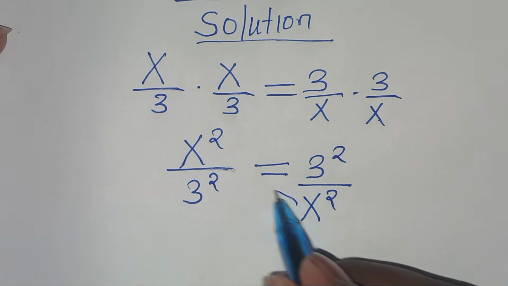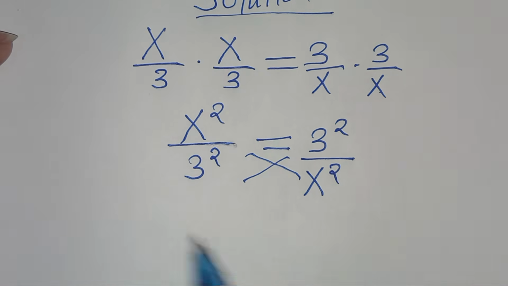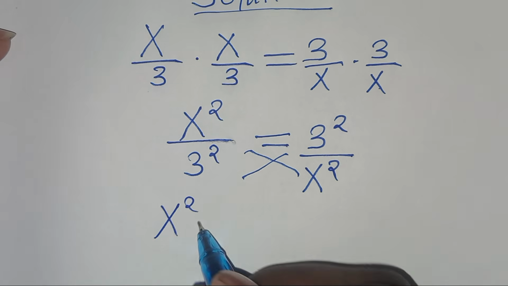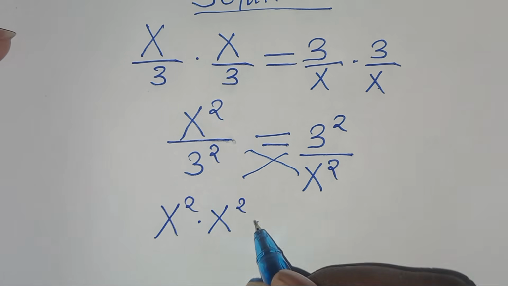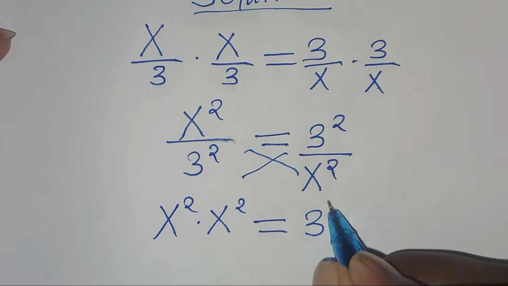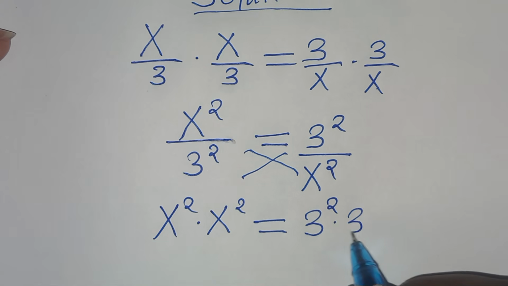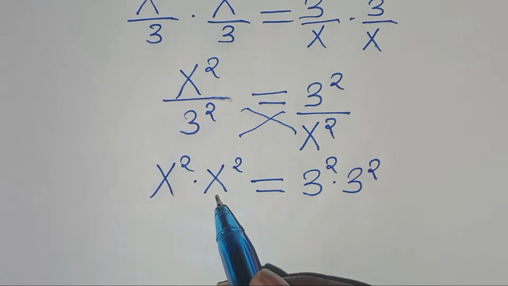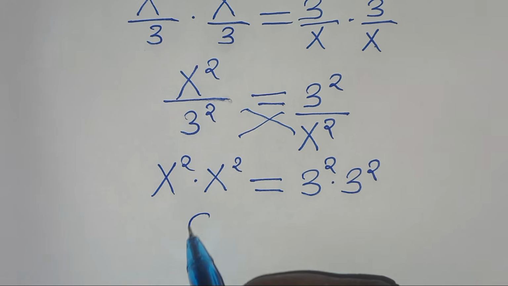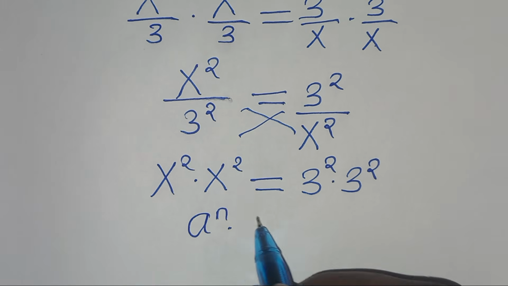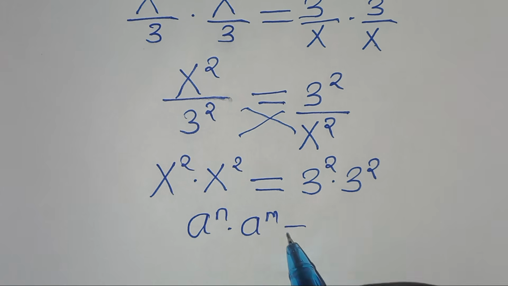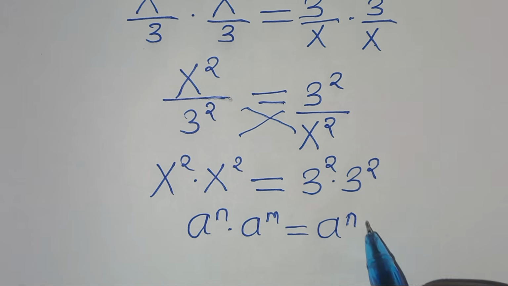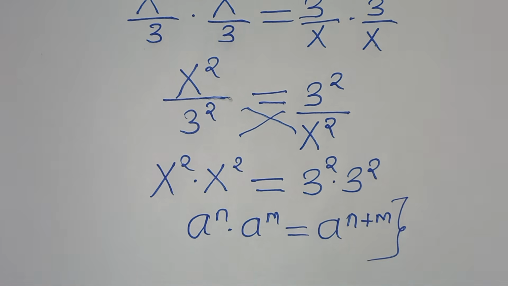The next step is to cross multiply from here so that we have x to the power of 2 times x to the power of 2. This is equal to 3 to the power of 2 times 3 to the power of 2. Now, x to the power of 2 times x to the power of 2, this is in the form of a to the power of n times a to the power of m, which we can express as a to the power of n plus m.